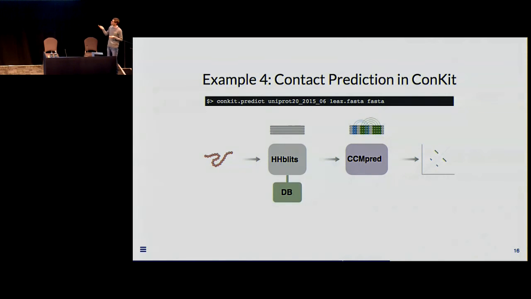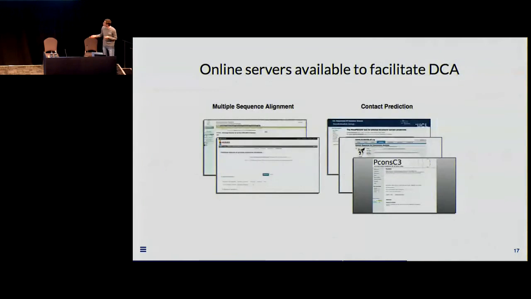Now, if any of you would be interested in what the Python code looks like behind this, you're more than happy to talk to me, but it's too much, I think, to fit on this slide. So, yeah. If you want to use online servers, that's also not a problem. There are plenty of contact prediction servers out there, as well as sequence alignment generating algorithms.